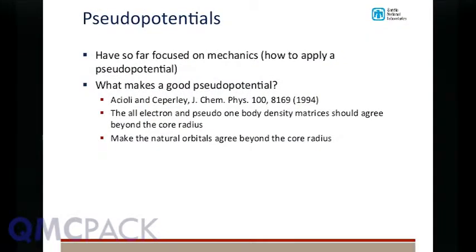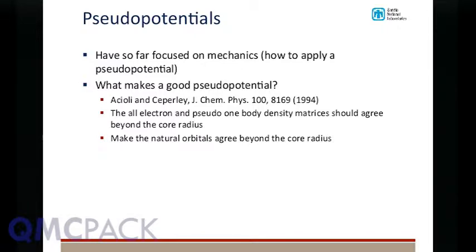So far I've talked basically about mechanics. Given a potential, a pseudopotential, how am I going to do the calculation in diffusion Monte Carlo? I haven't really talked so much about what makes a good pseudopotential to use in Monte Carlo. There's a paper from 1994 that establishes in a many-body sense what a good pseudopotential is. You're looking at the density matrices and you find the natural orbitals of that, and if the natural orbitals are the same outside the core region for your pseudopotential and for your all-electron calculation, then you're likely to be doing well.